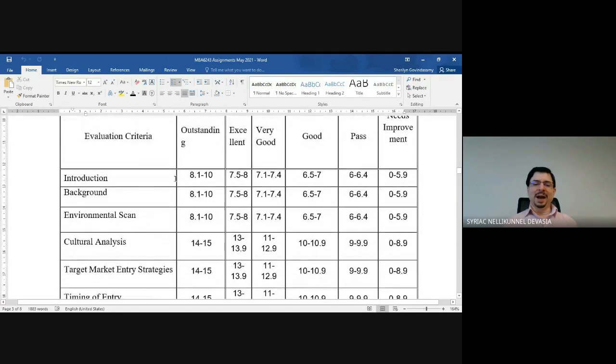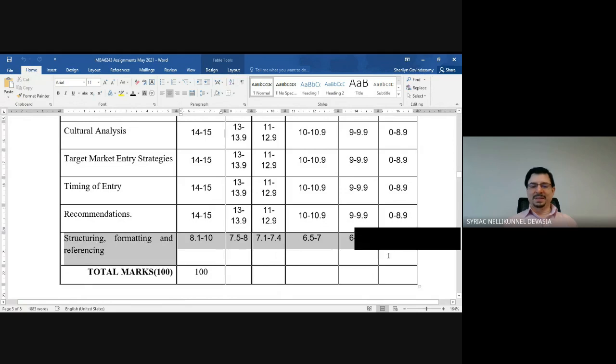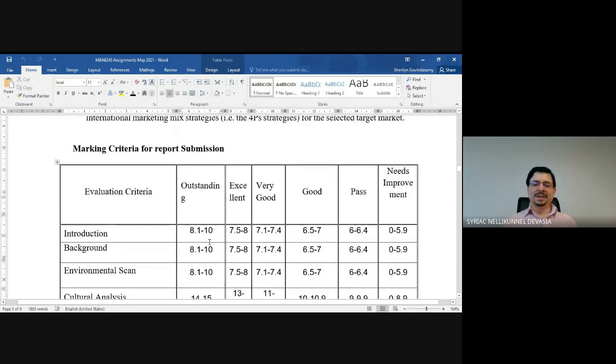Because if you see, the marks are based on the 7 tasks, 8 tasks. The last one is structuring, formatting, and referencing. So this is based on your overall presentation, the last part, okay? That means if you have done good referencing, the formatting is very good, the structuring is very good, you get 10 points for that, 10 marks for that. So total you have 100 marks.